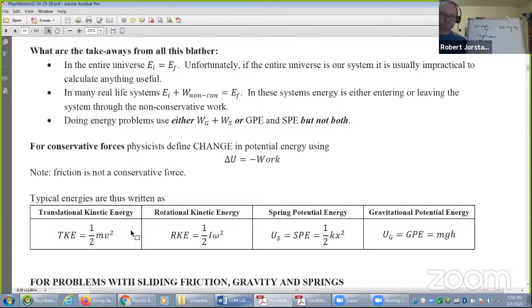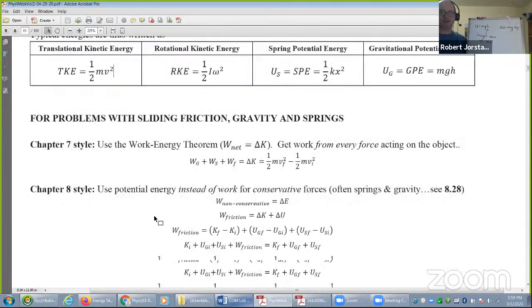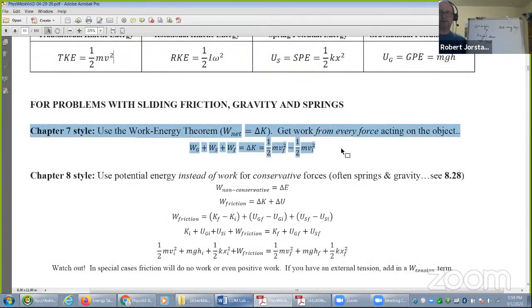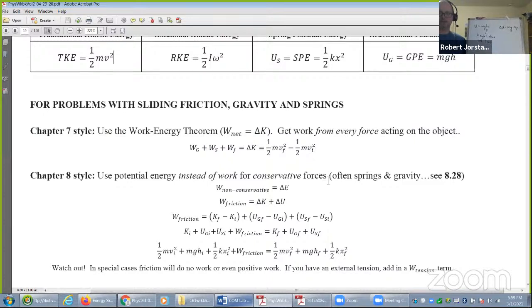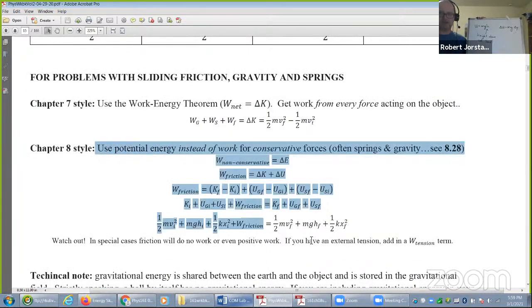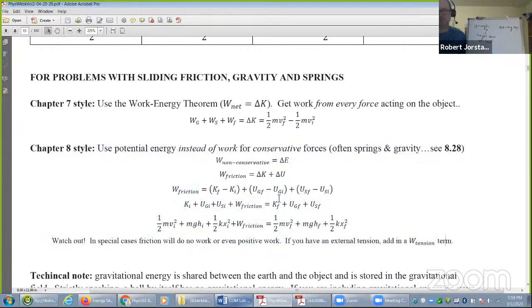All right. For problems with sliding objects, here's the chapter 7 style. You get the work from every single force. You do this calculation. However, chapter 8 style is going to be much, much, much better. So we're going to learn this part down here and practice that in just a minute.